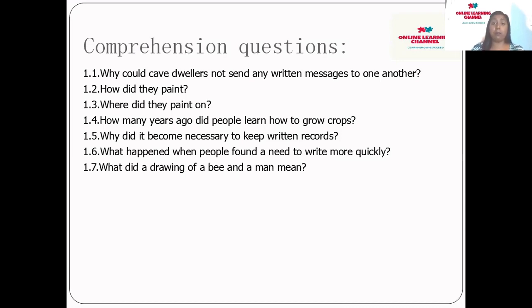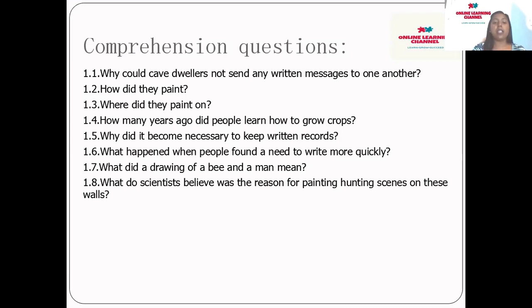What did the drawing of a bee and a man mean? Remember we saw the picture of a bee? There's a question about it, so it's definitely in the story. And the last question. What do scientists believe was the reason for painting hunting scenes on these walls? So like we saw in my first 2 pictures in paragraph 1 and 2, why do you think the scientists say these paintings were important? Remember, I asked for 2 reasons. So it will be there in the story, I should say.